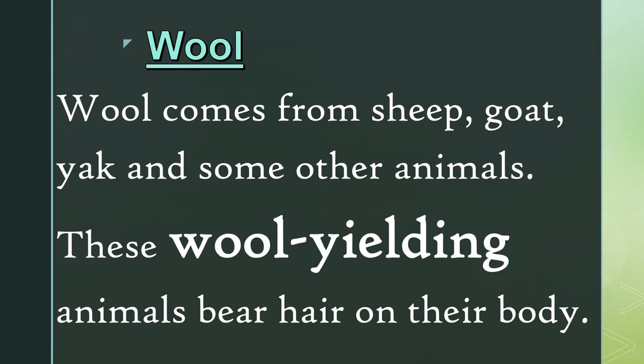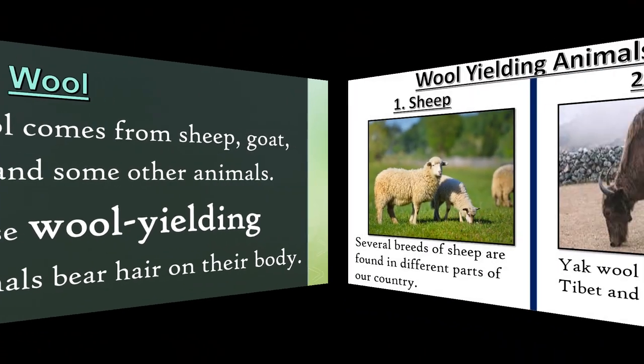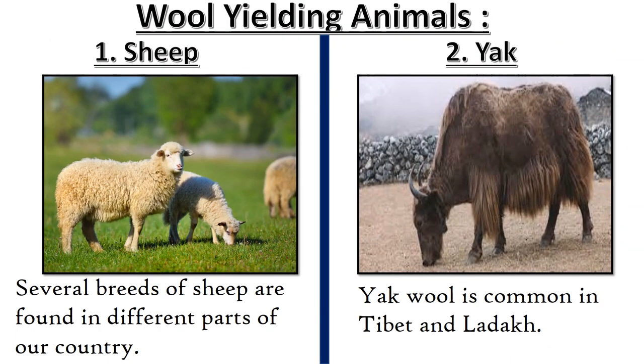Students, you are already aware that hair traps a lot of air and air is a poor conductor of heat. So, hair keeps these animals warm. Wool is derived from these hairy fibers. Let us now learn about some of the wool yielding animals.